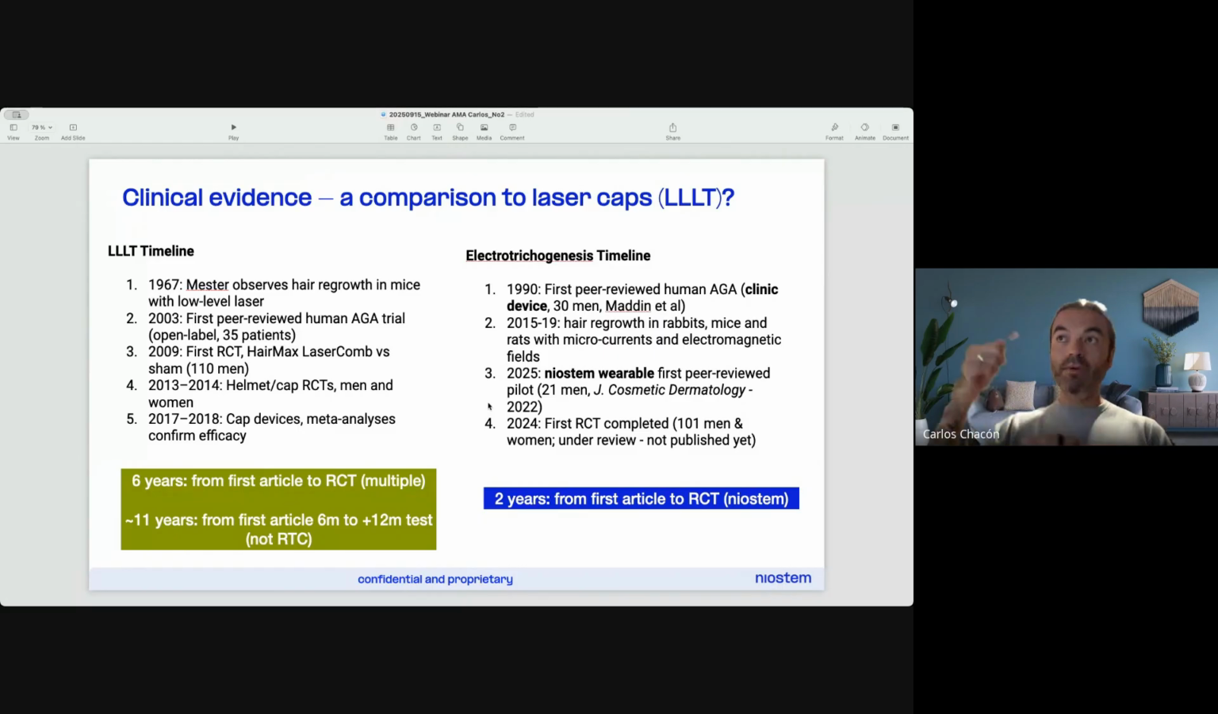So it was the opposite from low-level laser therapy, LLLT. They first discovered it in animals, then tried it in humans around 30, 40 years later. Then it started developing products and going into humans. With electrotrichogenesis, it happened the opposite way. It started first in humans, in the early 80s, but the first communication was in the 90s. Then it started coming in rabbits and rats and mice, which is great. We don't want to cure baldness in animals, but it's evidence that the biology works. So electrical stimulation can stimulate hair growth.